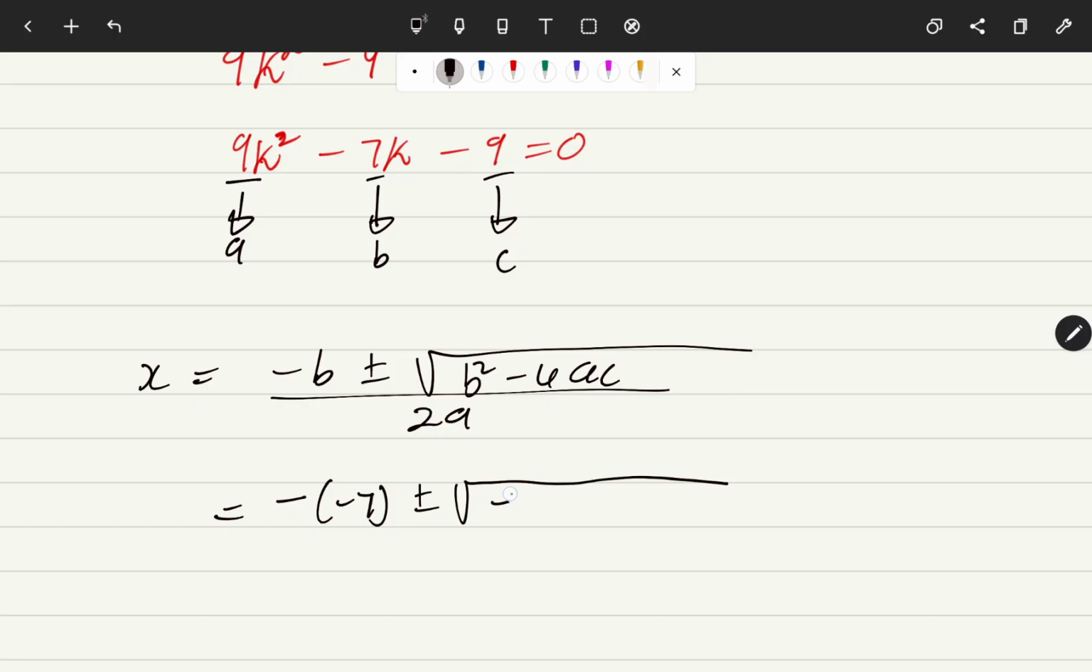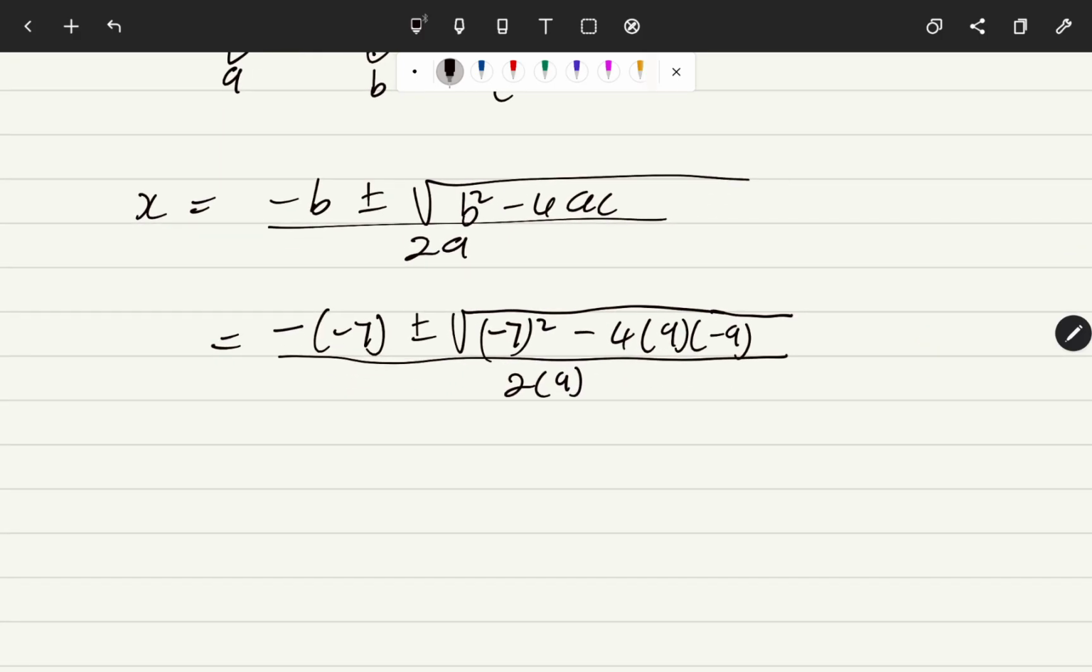b again, so now it's minus 7, but it's b squared, right? So squared. Minus 4 multiplied by a, which is 9, and c is what? Minus 9, right? And the whole thing divided by 2 into 9, right? So here it's just your maths. Negative by negative is positive, so you have positive 7 plus or minus minus 7 squared, that's 49, and you're gonna have negative and negative, that's gonna be positive.